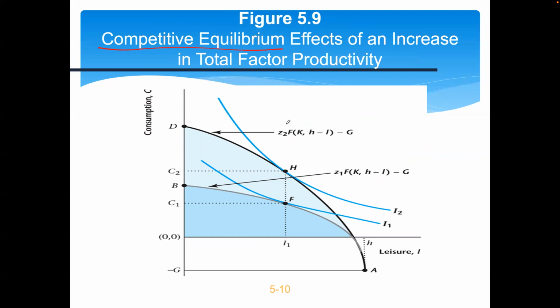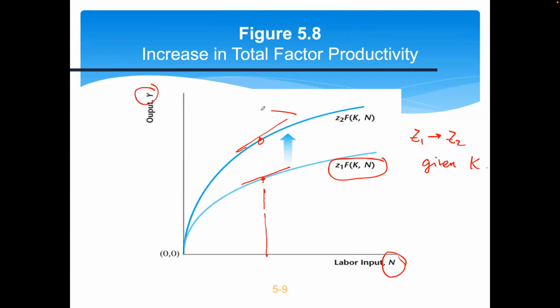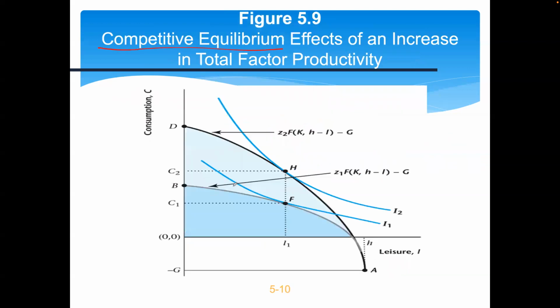First, what do we need? So we need to convert, let's go back to the previous one, convert this production function into this PPF, okay, into this PPF, right? So this is the original. So AB is original, right? And then the AB is going to shift to AD, right?